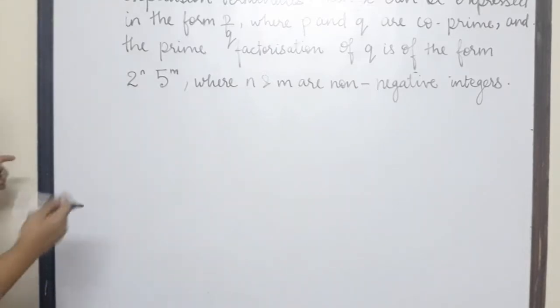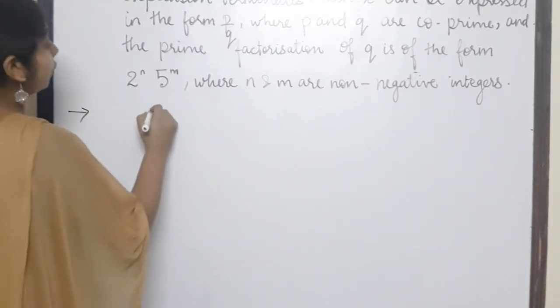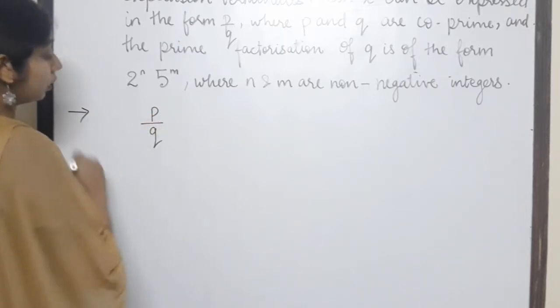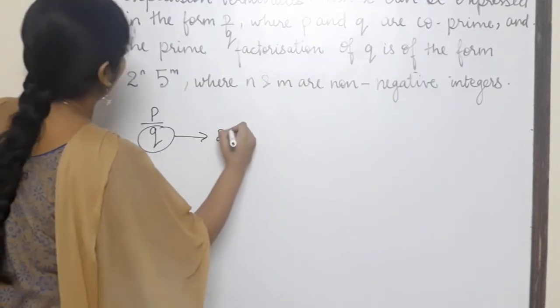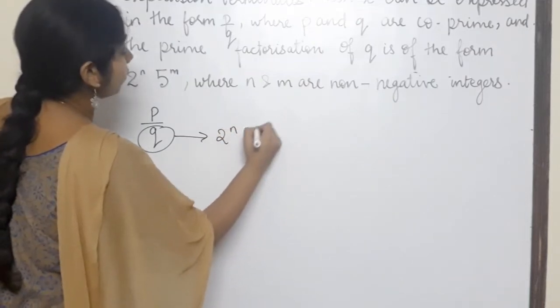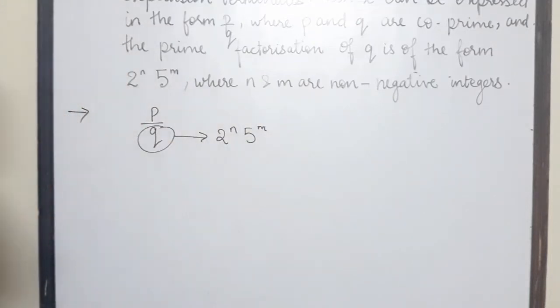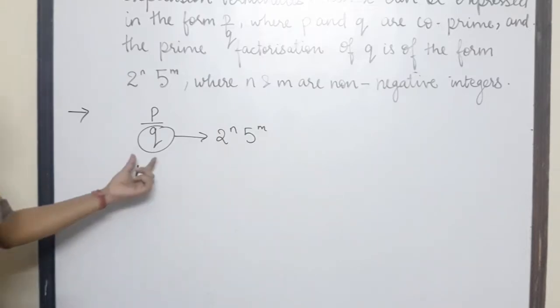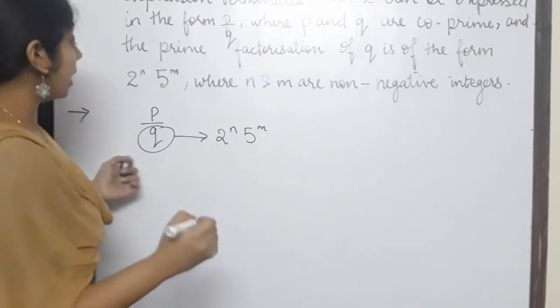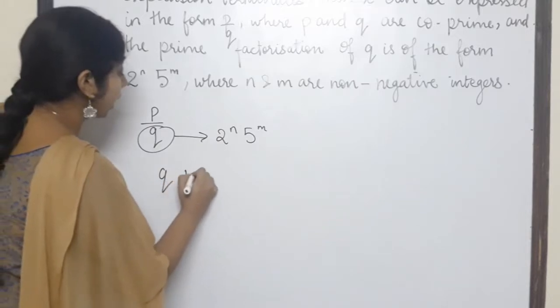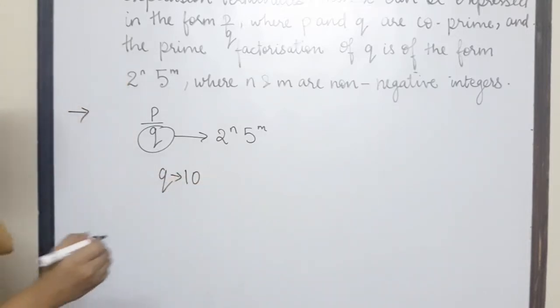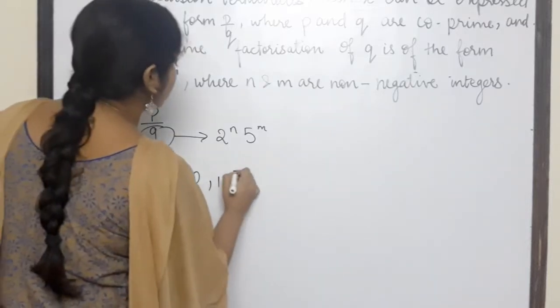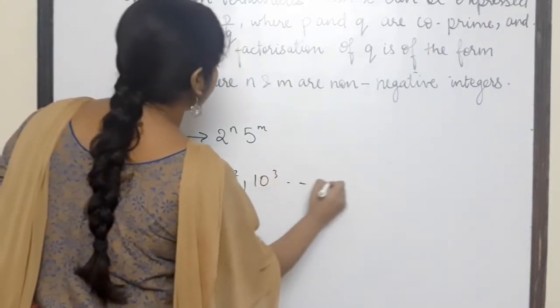Now you all must be wondering that if it is in the form of p by q, then this q, how is it related to the form of 2 to the power n and 5 to the power m? That means they are trying to say that the denominator, that is q, is in the form of 10 or the powers of 10, isn't it? Suppose 10 to the power 2, 10 to the power 3, and so on.